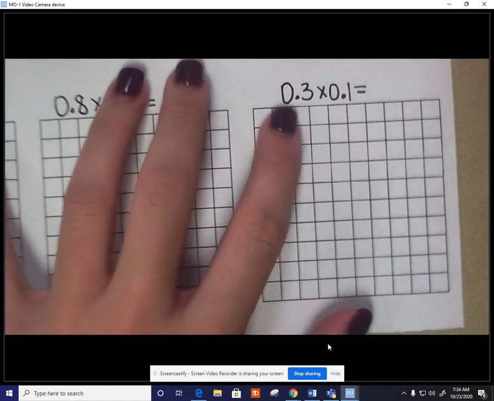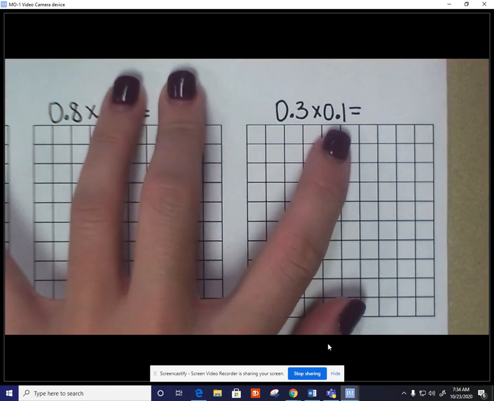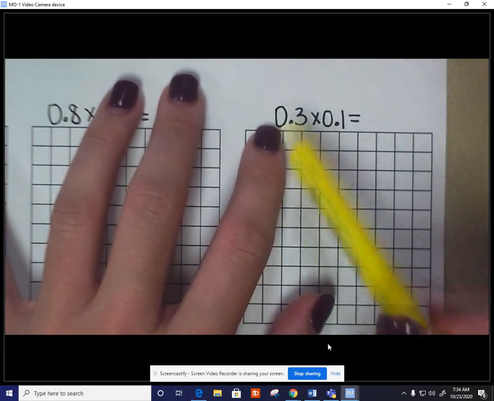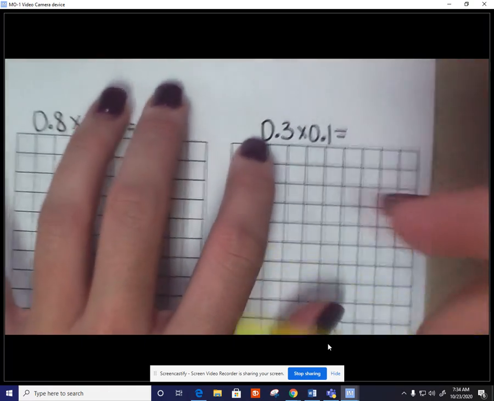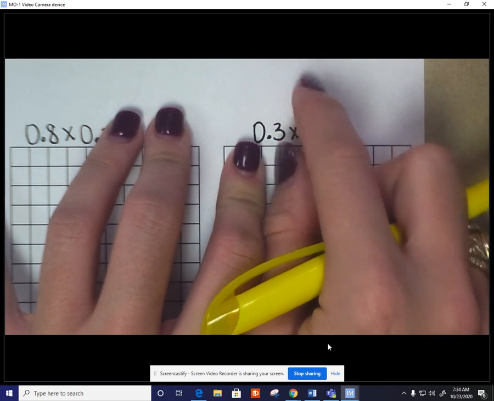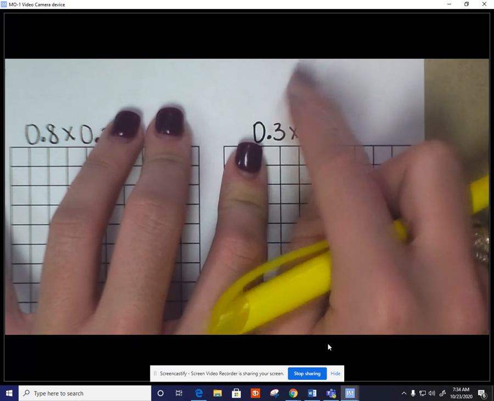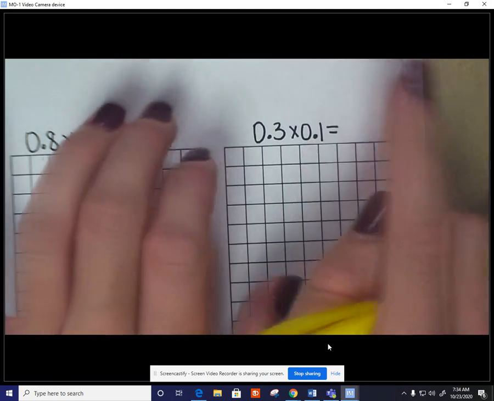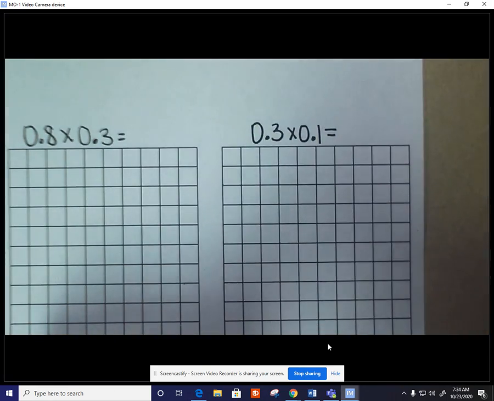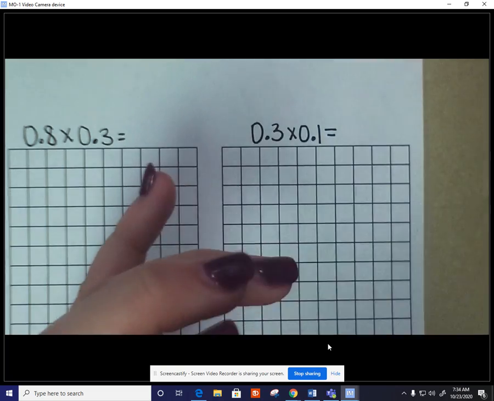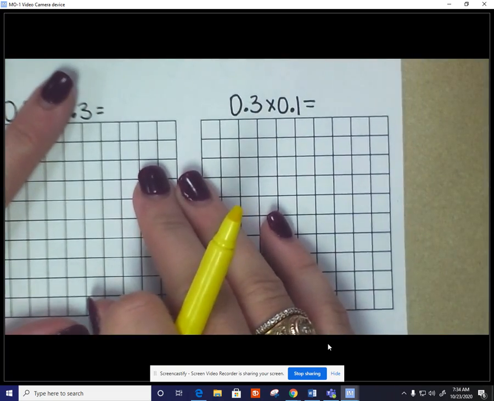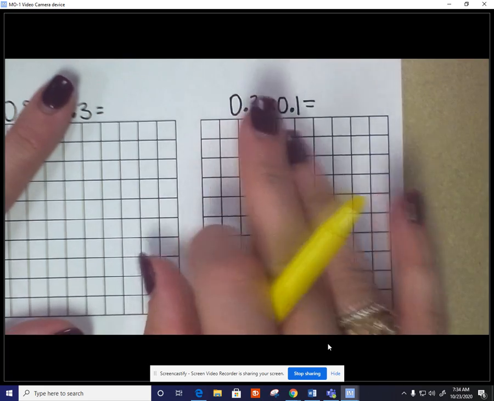So we have 0.3 times 0.1. That means we have 0.3, 0.1 times. Same as 4 times 2. That means we have 2 4s, so 4 plus 4. This is the same thing. I'm going to do it, and it'll explain how you can model it to find the answer. So we have 0.3 times 0.1.